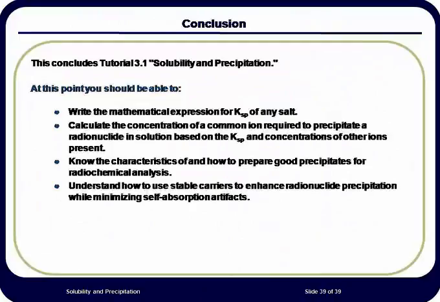The principles just discussed are applied to several different radionuclide-specific analyses for drinking water. You should now be able to write an expression for K sub sp based on the balanced chemical equation for a specific reaction. Calculate the concentration of an ion using the mathematical expression for K sub sp. Describe how to prepare good quality precipitates for radiochemical analysis. And describe how and why stable carriers are used in radiochemical separations.